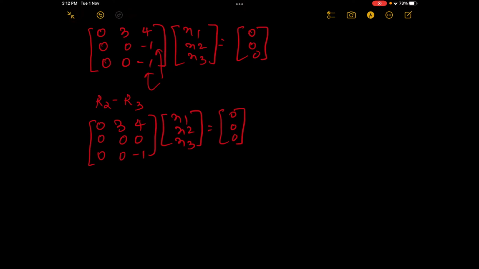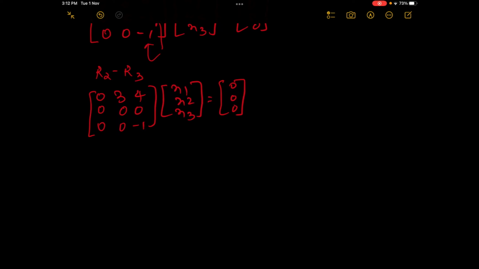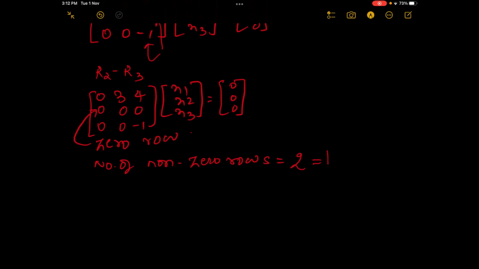Now we use the concept of GM and AM. We know there is one entirely zero row, so the number of non-zero rows is 2. Rank is equal to the number of non-zero rows, so the rank is also 2. Now we find n minus r, where n is the number of unknowns and r is the rank. The number of unknowns is 3: x1, x2 and x3. So 3 minus 2 gives us 1, and this becomes your GM.